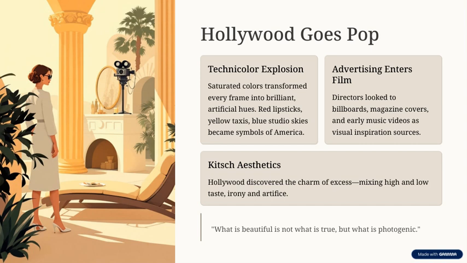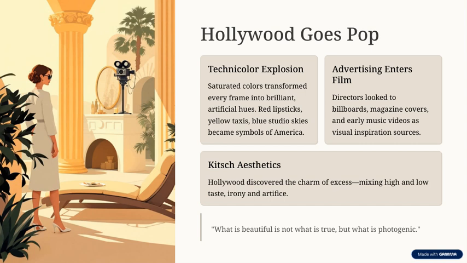Moving on, Hollywood also started to draw inspiration from the world of advertising. Directors looked to billboards, magazine covers, and even the earliest music videos as sources of visual influence. These mediums were all about eye-catching, highly stylized images, and filmmakers began adopting that same approach to make their movies more appealing and memorable.